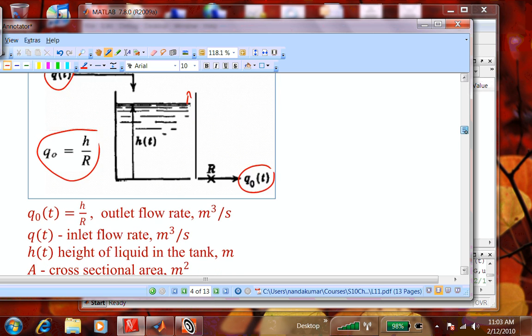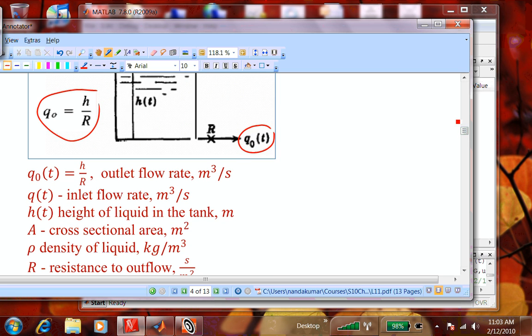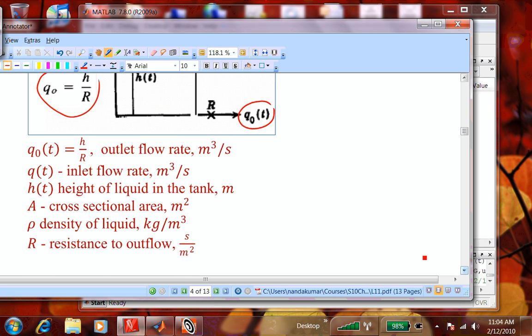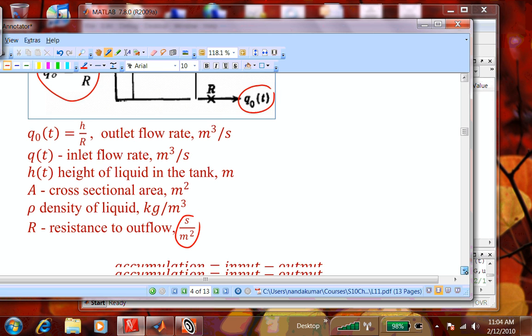Okay. So we are defining Q0 as H over R. The units, of course, are meter cube per second. And so R should have the appropriate units because H has the units of meter. So R should have the units of second over meter squared, because that equation should be dimensionally consistent. So R is a number that represents the design of the valve, and it will have the units of second over meter squared.